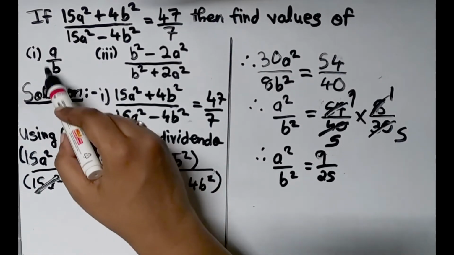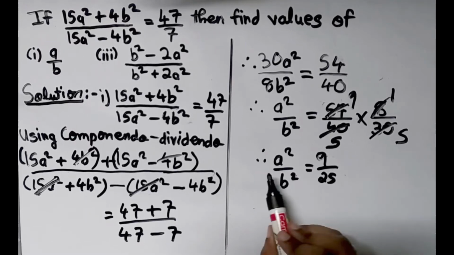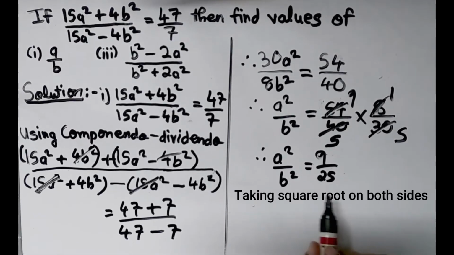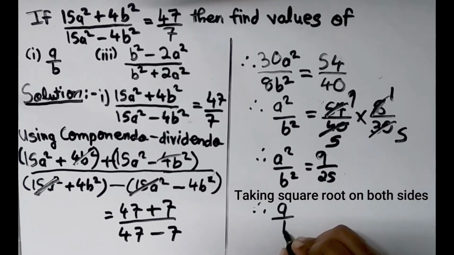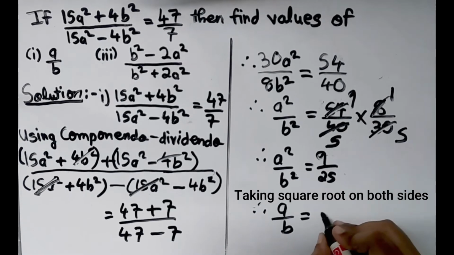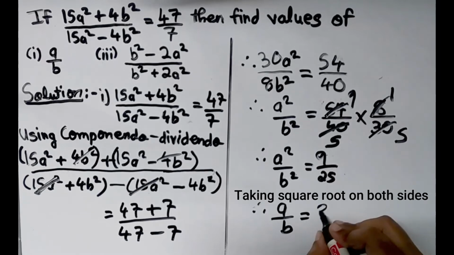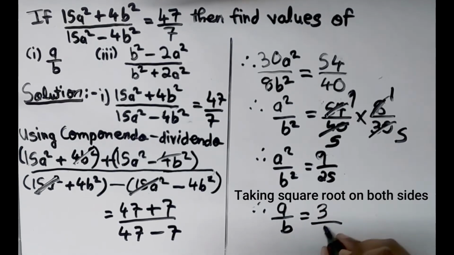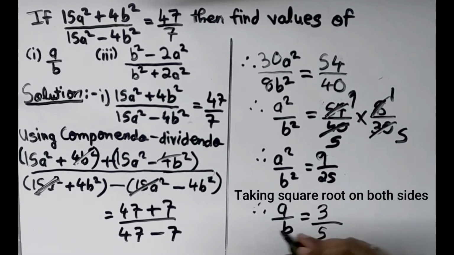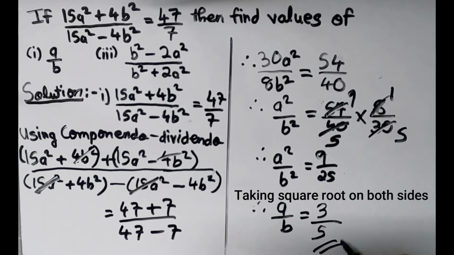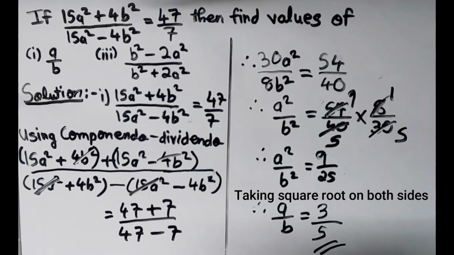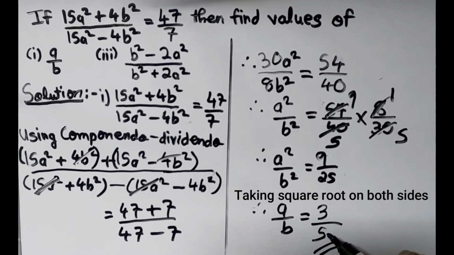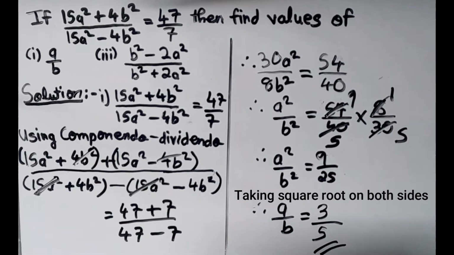Now we want the value of a upon b. Here what we will do, we will take square root on both sides. Taking square root on both sides, therefore a upon b, square root of 9 will be 3, upon square root of 25 will be 5. So a upon b is equal to 3 upon 5. This is how we got it, taking square root on both sides. So this is the value of a upon b.